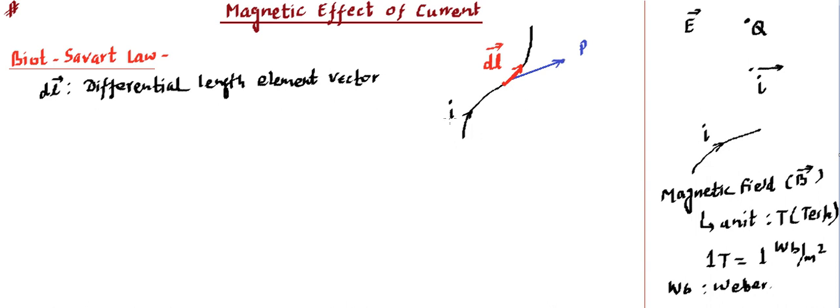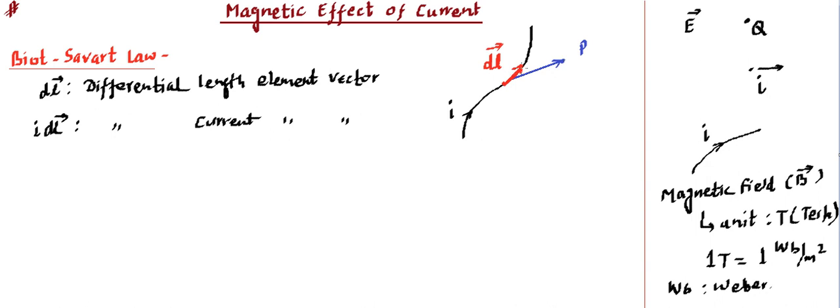Sometimes we multiply this I with dl, so it becomes I dl vector. This I dl vector can be said to be a current element or differential current element vector. Anyway, this is the term that we are going to use, which is important for us. Then we will be choosing a point P where we need to find the field. That point P is, let's say, over here.